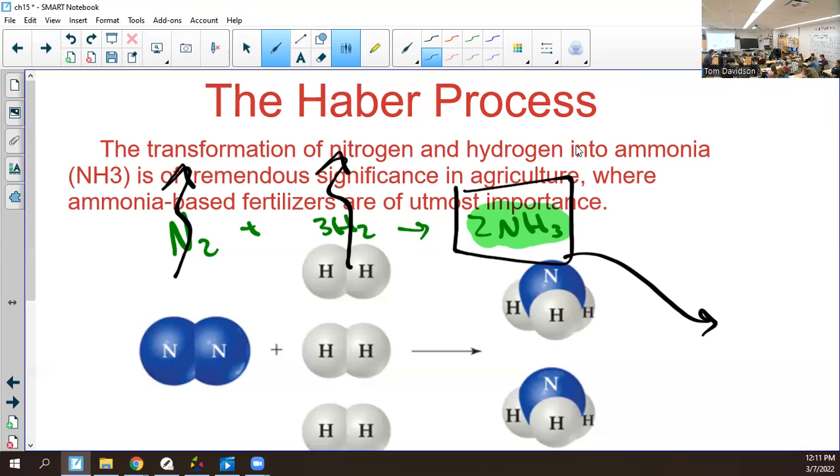Ammonia is actually really hard to make. It takes a ton of energy. It's one of the most energy intensive things, that and aluminum, two things we use a ton of, all right? But if we optimize the conditions, we can get ammonia to happen pretty naturally. Okay, sort of all right with that?